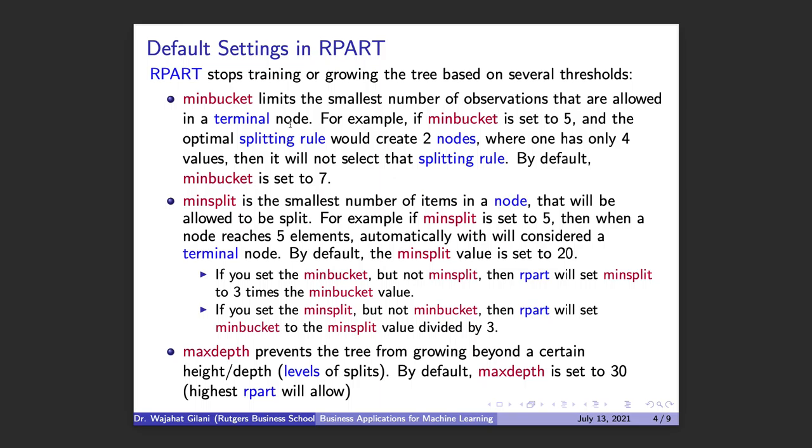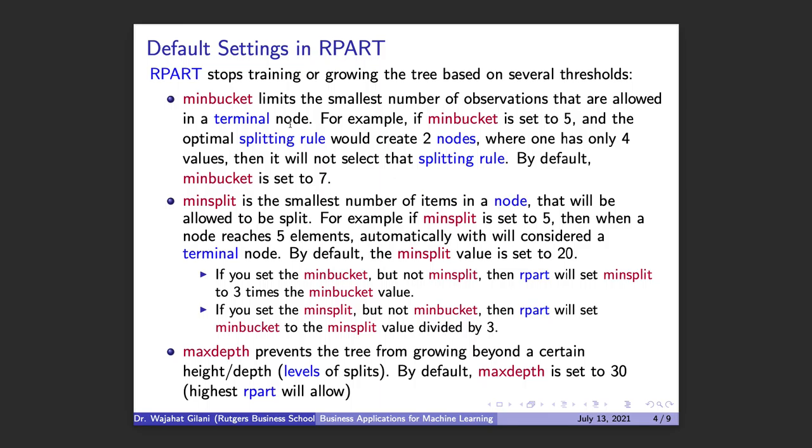And for min split, any node that was being split had to have minimum 20 values. I don't think we really ran into those problems. Now, there's a relationship between min bucket and min split. If you specify one or the other, R will mathematically figure out the other one.